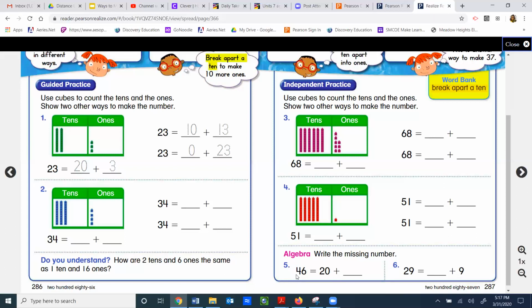Represent 46 with tens and ones and see if you can figure out how many tens you have to break apart in order to get your missing number. And it's going to be the same thing with 29. I would recommend drawing a picture to represent the tens and the ones in 29 to see what your missing number is here. Let's go to the back side.